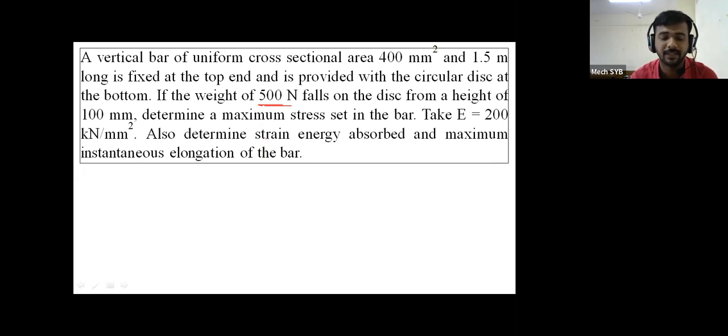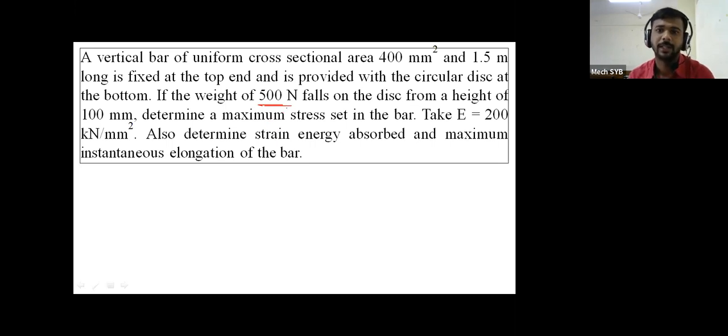Please keep in mind: in the suddenly applied load, the only difference is that there is no falling height, and in the impact loading condition there is a certain height, which is called the falling height. Because in the suddenly applied load we apply the 500 Newton immediately, and in impact also we apply the 500 Newton immediately. But what is the common difference? In the suddenly applied load, there is no height between the component and the loading frame, but in the impact loading, there is a certain height between the loading frame and that particular component.